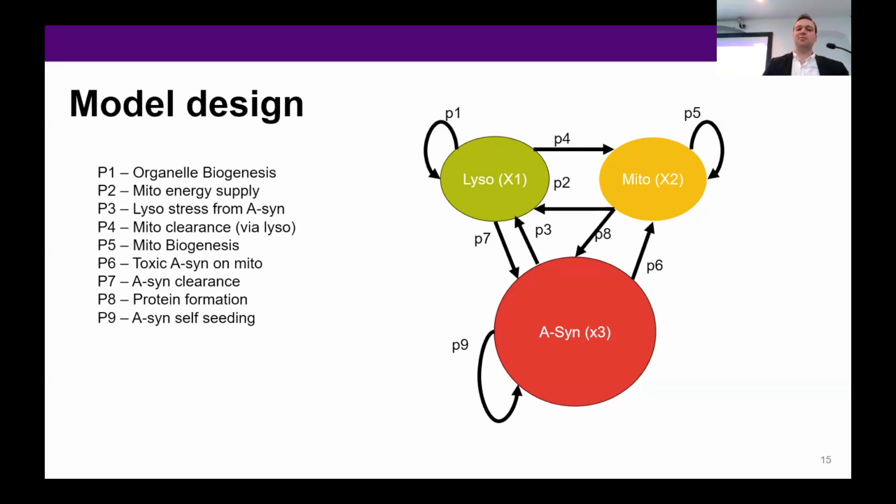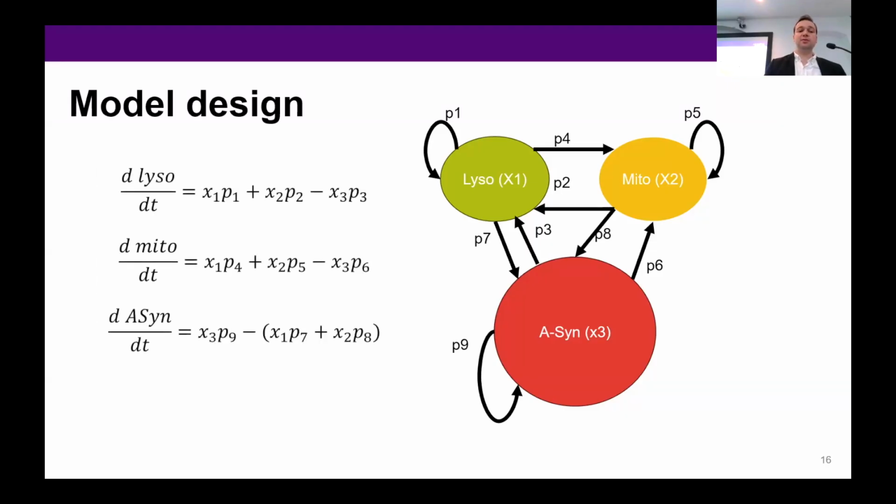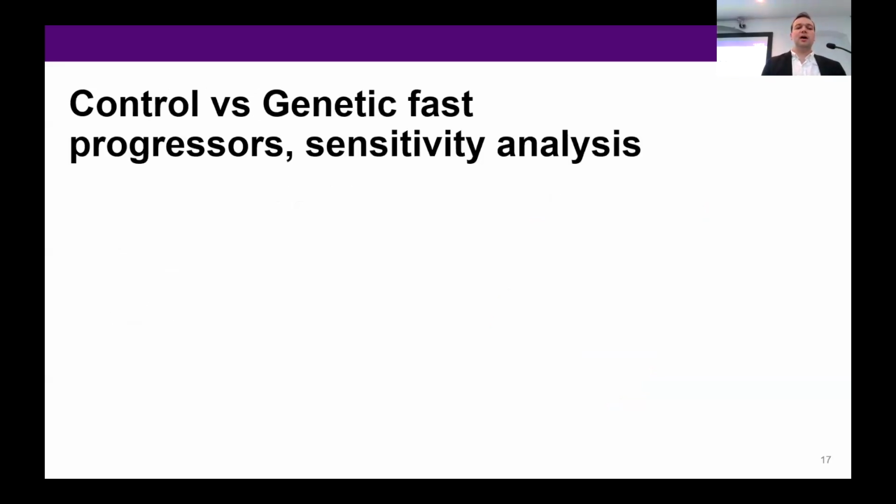I came up with this very simple model as a proof of principle. We just have our lysosomes and our mitochondria, and they are meant to be clearing the alpha-syn. If there is too much alpha-syn or they are not functioning properly, that alpha-syn is going to impair the lysosomes and mitochondria. That's our hypothesis going in. These are the equations that govern this. Again, relatively simple. Alpha-syn is bad. Lysosomes and mitochondria are good because they're going to get rid of the alpha-syn when it shouldn't be there.